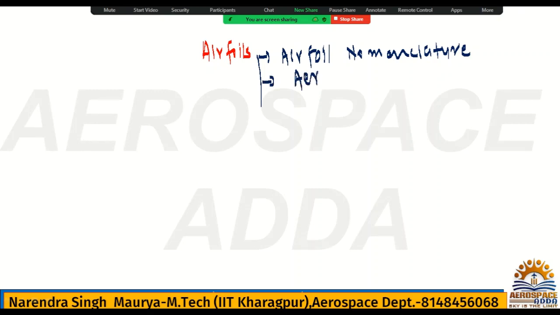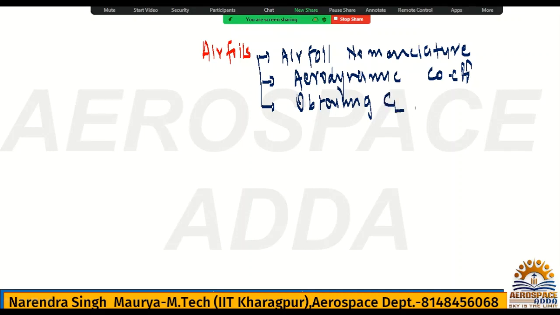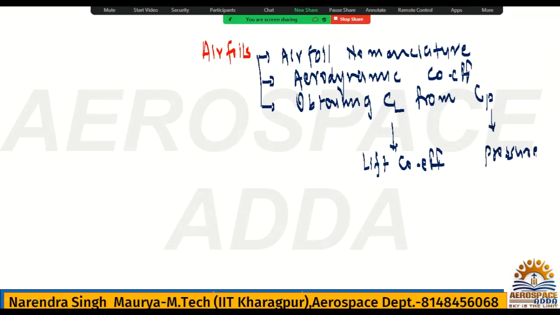Second, we'll talk aerodynamic coefficients and obtaining lift coefficient from pressure coefficient. Yes or no? CL is lift coefficient, and what is the CP? CP is pressure coefficient. It's very important. Okay. So this is the topic we have to cover in this session. Now, first, we'll see what is the airfoil, and in airfoil, we'll go for the airfoil nomenclature first.